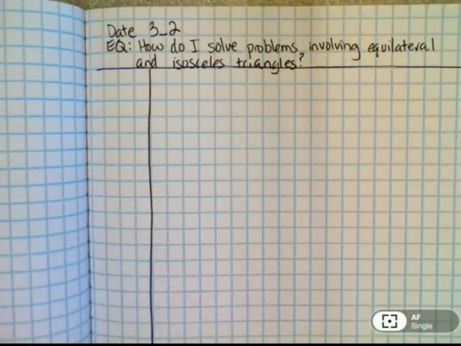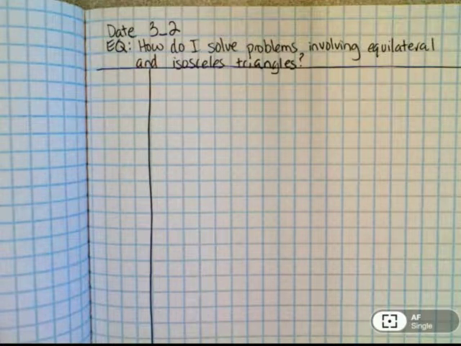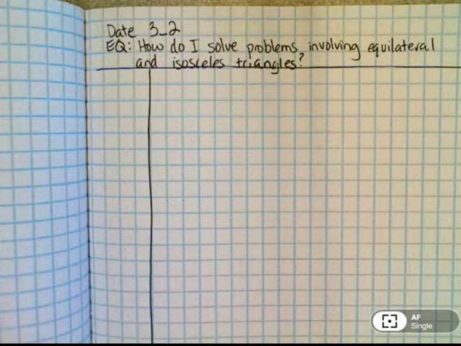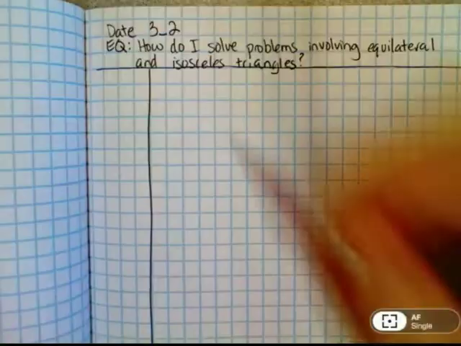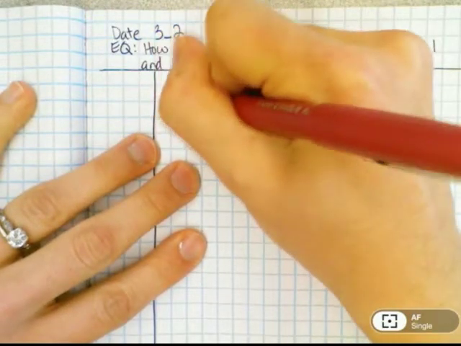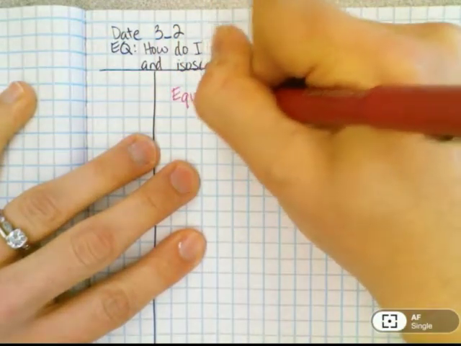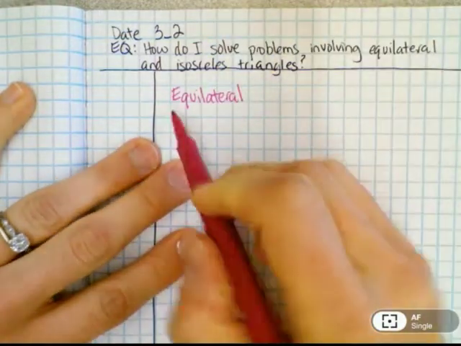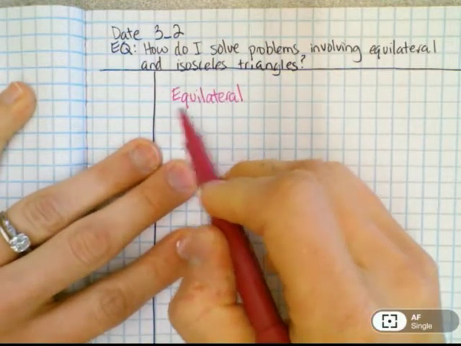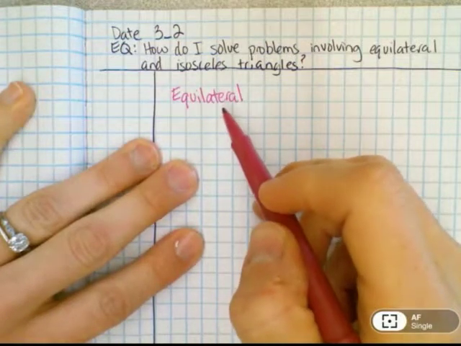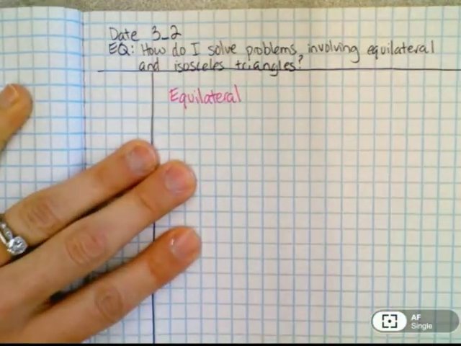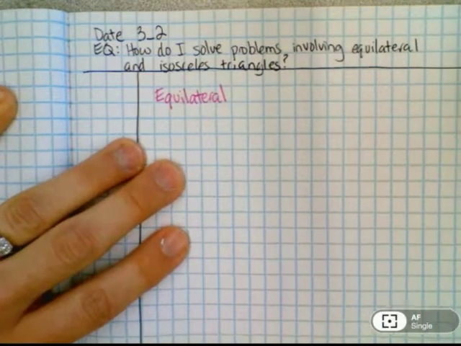So we're going to talk about equilateral triangles first, just because they are a little bit easier. An equilateral triangle is exactly what you think it is based on its name. Equilateral, let's write it. So equal, it's spelled a little differently, but it means equal. And then lateral means side. And so an equilateral triangle is a triangle where all the sides are equal.